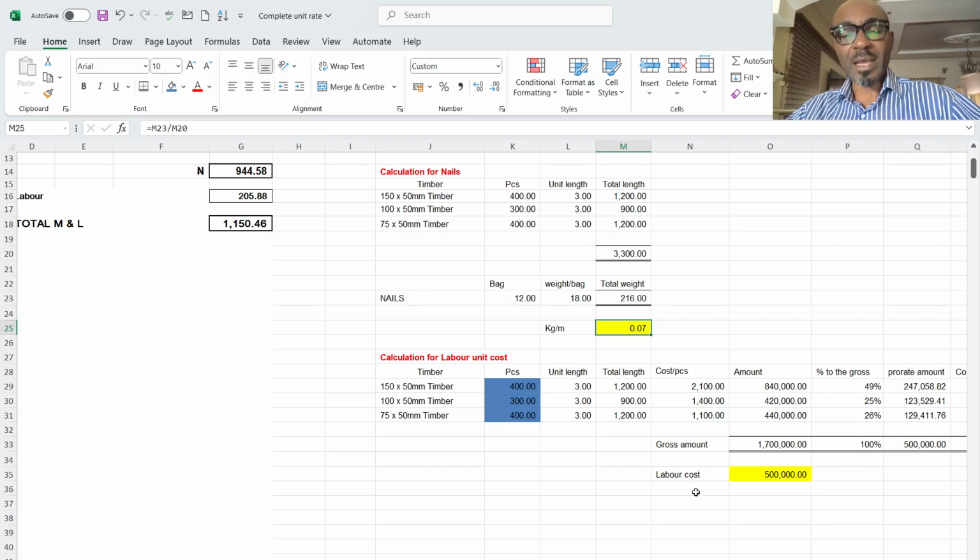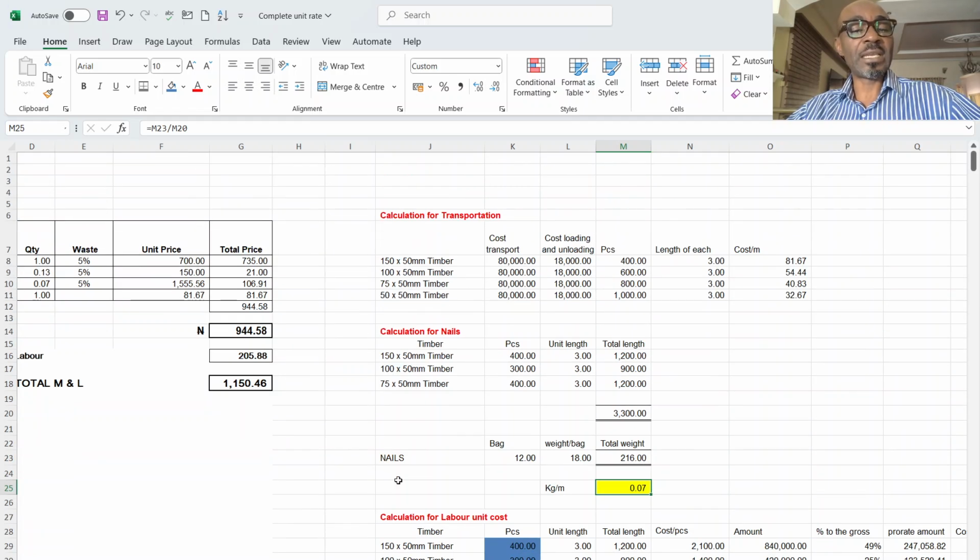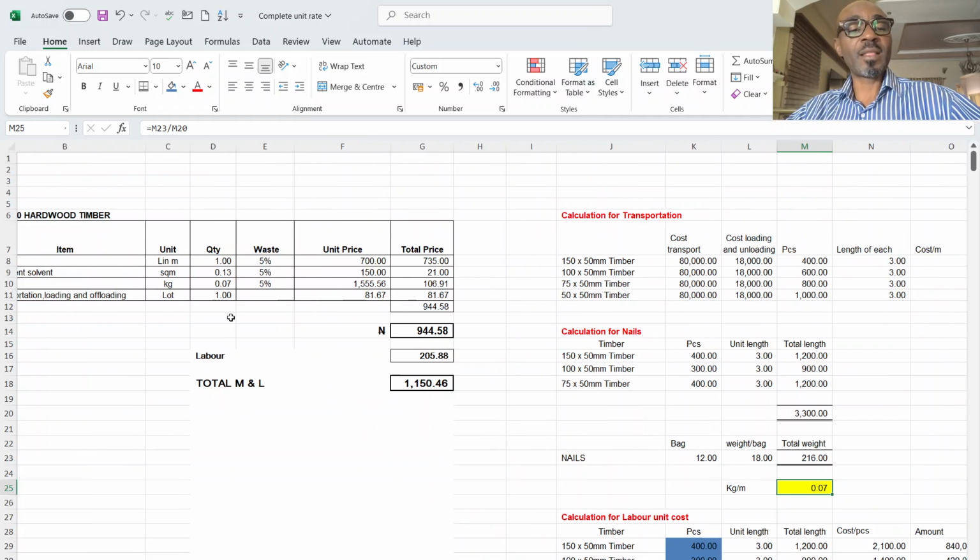kg per meter. And that is what I linked here. The 0.07 kg is what I link here per meter. Then I, of course, add 5% waste, and the cost per kg coming from my basic rate is 1,555. Then the cost is 106 naira for 1 meter.